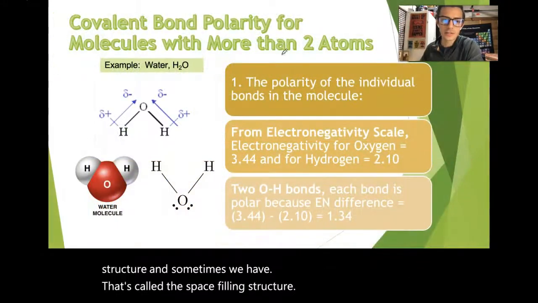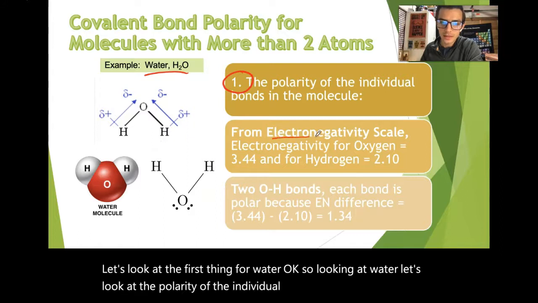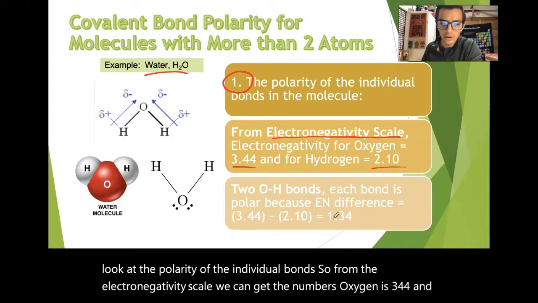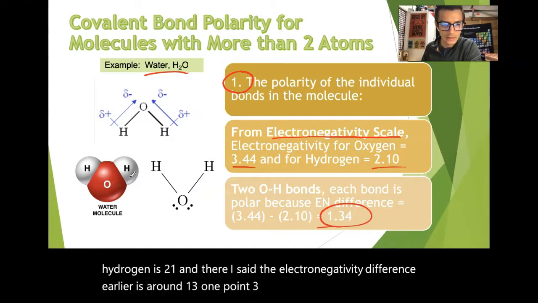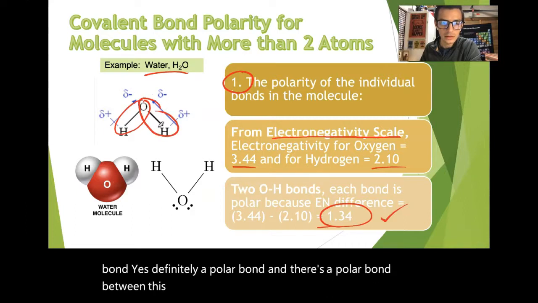Well, let's look at the first thing for water. So looking at water, let's look at the polarity of the individual bonds. From the electronegativity scale, we can get the numbers. Oxygen is 3.44 and hydrogen is 2.1. And I said the electronegativity difference earlier is around 1.3, 1.34 to be exact. So is this a polar bond? Yes, definitely a polar bond. And there's a polar bond between this bond and this bond.